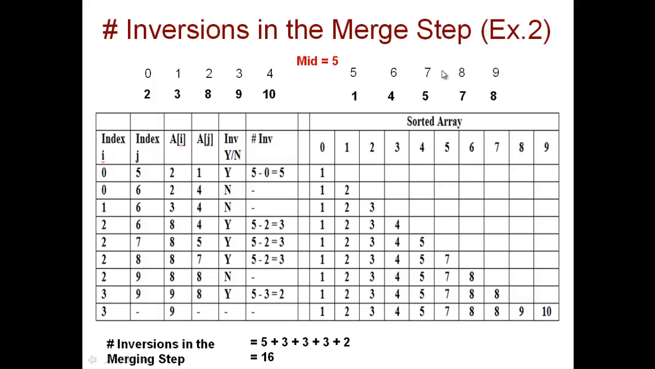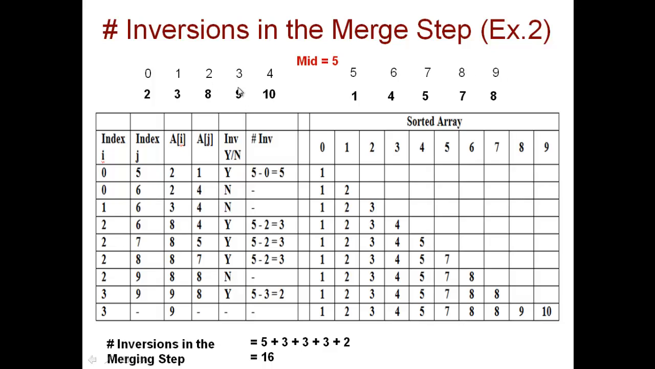Now 8 compared with 8, that's not an inversion. 8 is not greater than 8, they are equal. So we cannot say that's an inversion. So we can decide which one to write down. We'll follow a convention of writing down the element at the left side in the final sorted array. So that means we'll move i to the next index 3 and j is still at 9.